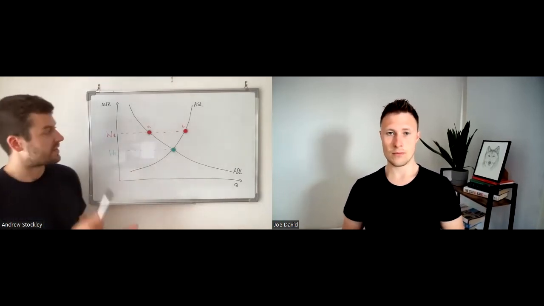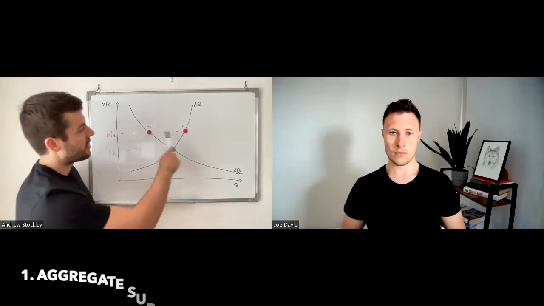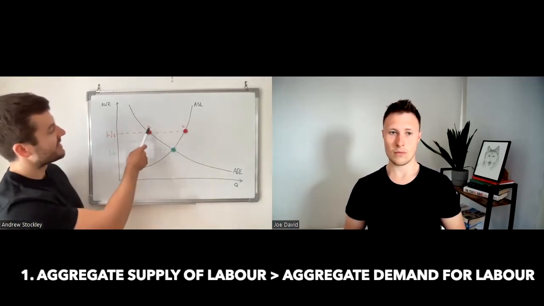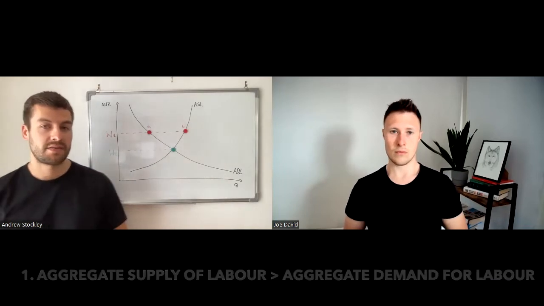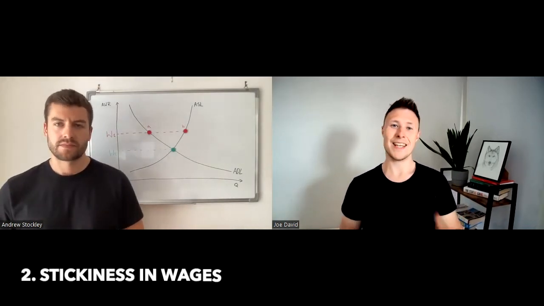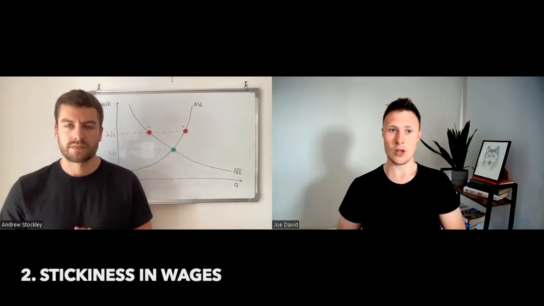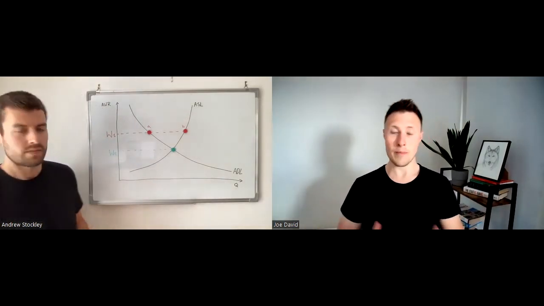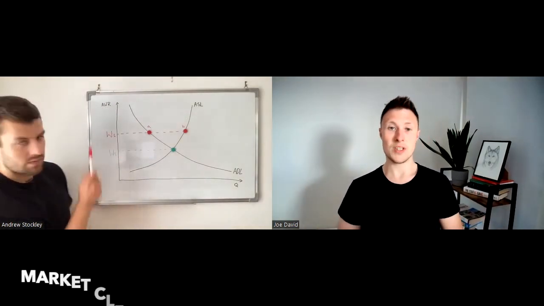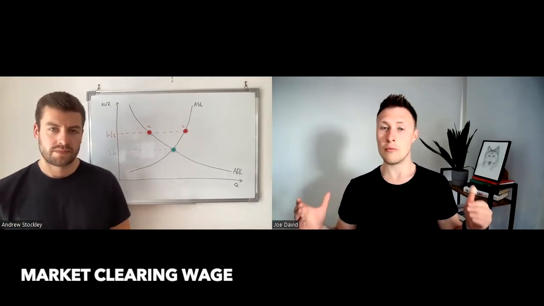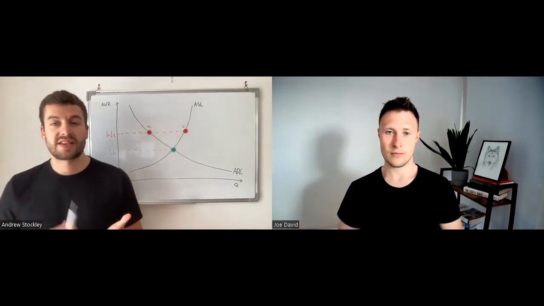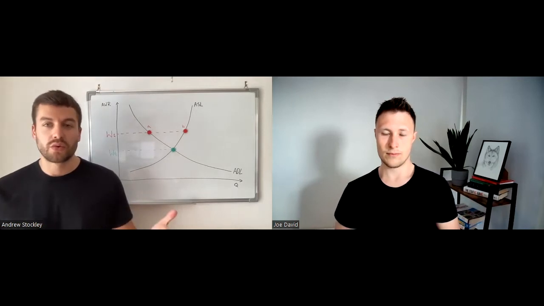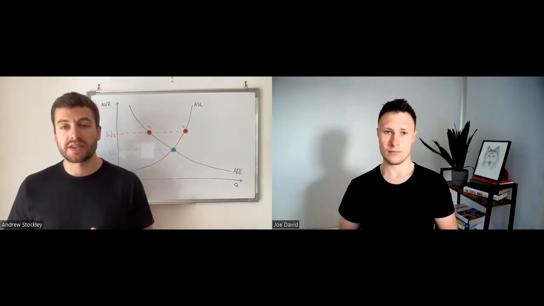The first one you can see on the graph behind you: the aggregate supply of labour must exceed the aggregate demand of labour. Secondly, there must be stickiness in wages, and this means that the wage rate cannot immediately fall to WE, which is known as the market clearing wage. This can be due to workers being unwilling to accept nominal wage decreases.